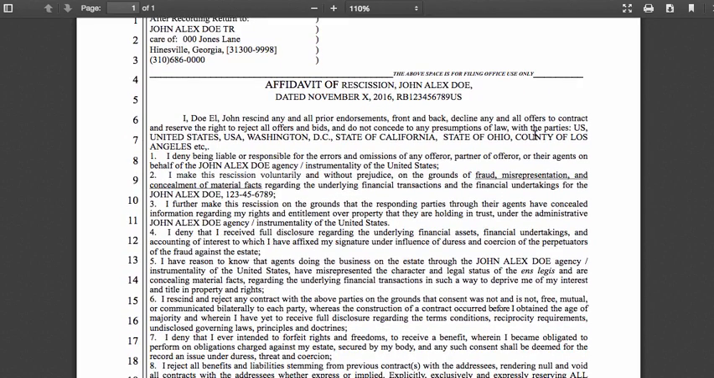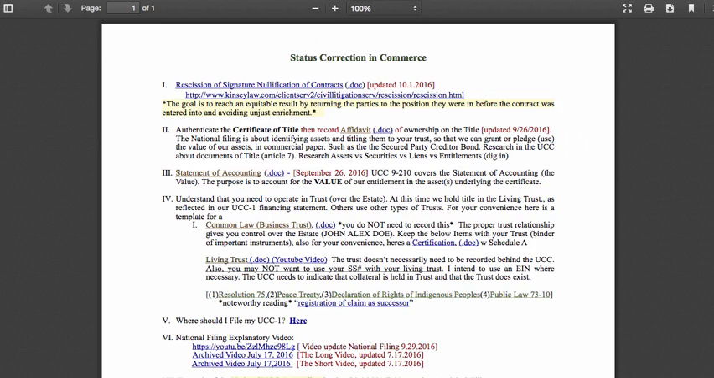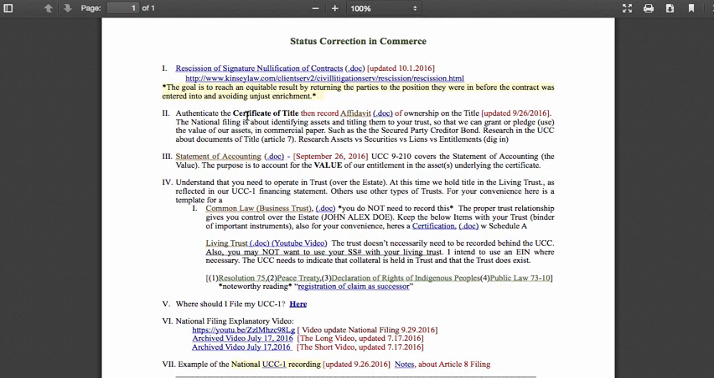Now, this affidavit of rescission, again, kind of concludes that. We're saying that's like the first step to the status correction in commerce. This is again part of the master file, which is basically the outline for the two most significant UCC filings: one being the registration of the security entitlement, or the registration of title over the assets identified by the certificate of title, which is the certificate of live birth, and the other UCC-1 filing being the secured party creditor filing.